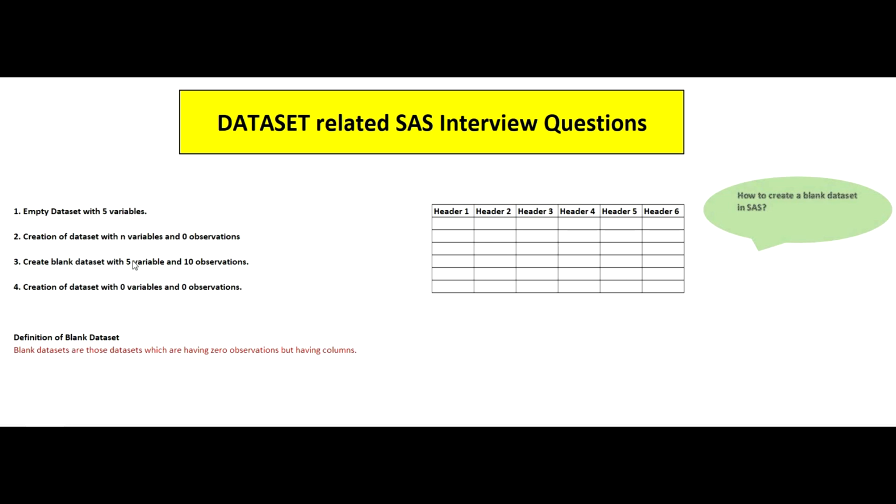Before going forward to the solution of each of these questions, I'll just give a definition of the blank data set. So what exactly are blank data sets? A blank data set is a kind of data set where you can see the variable names, but you won't be able to see the observations. Please keep in mind this definition, because in the later part of the video you are going to see what exactly the meaning of the blank data set is.